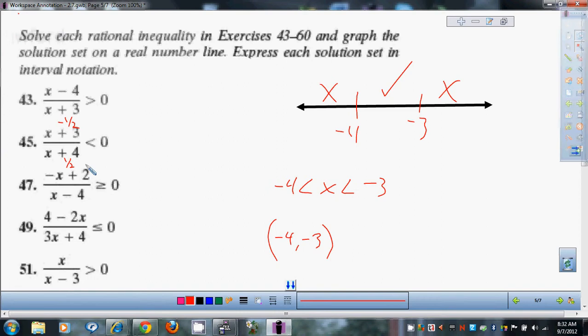43 through 51 are all like that. 51, you need to check 0 and 3. 47, you need to check 2 and 4. If you think one looks a little different, then take the time to actually set it equal to 0 and solve for x.